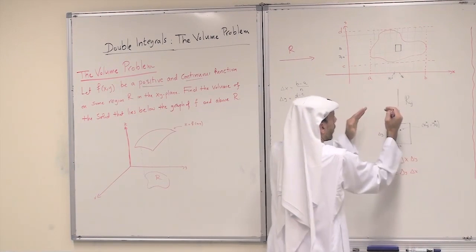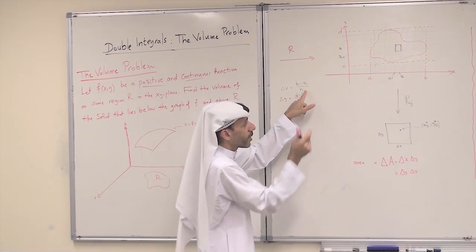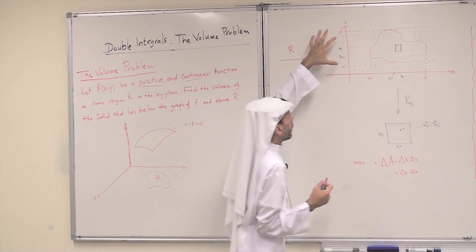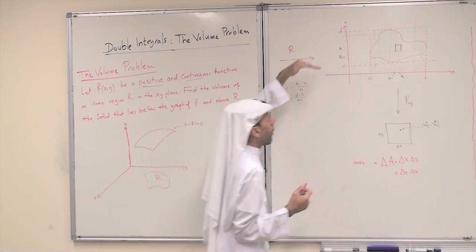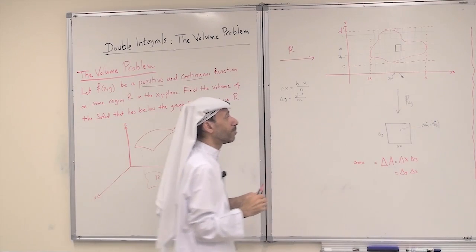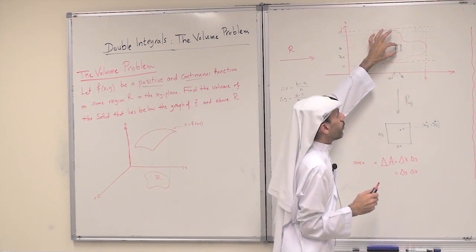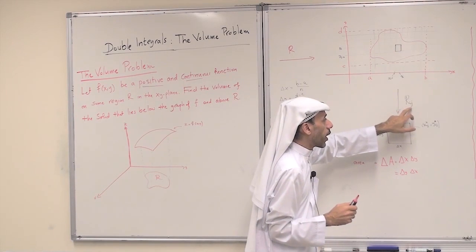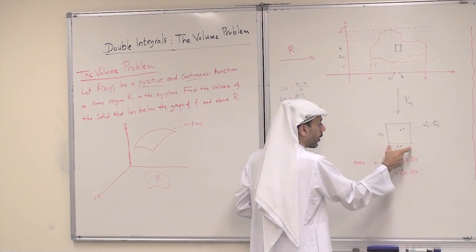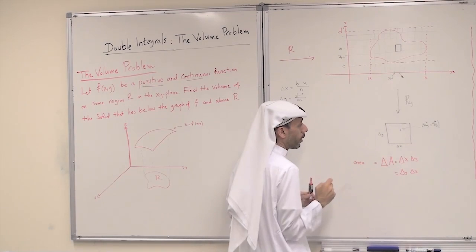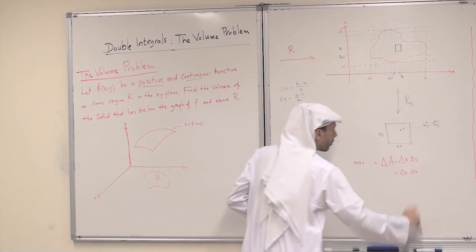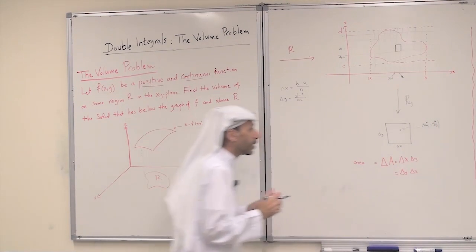In dividing the interval [a, b], we divide it into n subintervals of equal width. The width is delta x, equal to (b minus a) over n. And we divide the interval [c, d] into m subintervals of equal width. The width will be delta y, equal to (d minus c) over m. Now we take a typical subrectangle and we call it Rij. This typical subrectangle has width delta x and length delta y. We take an arbitrary point, which we call xij star, yij star, inside the rectangle.